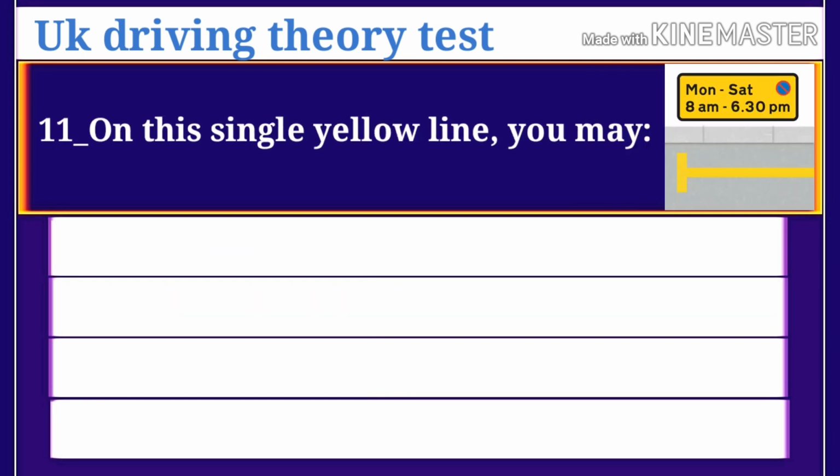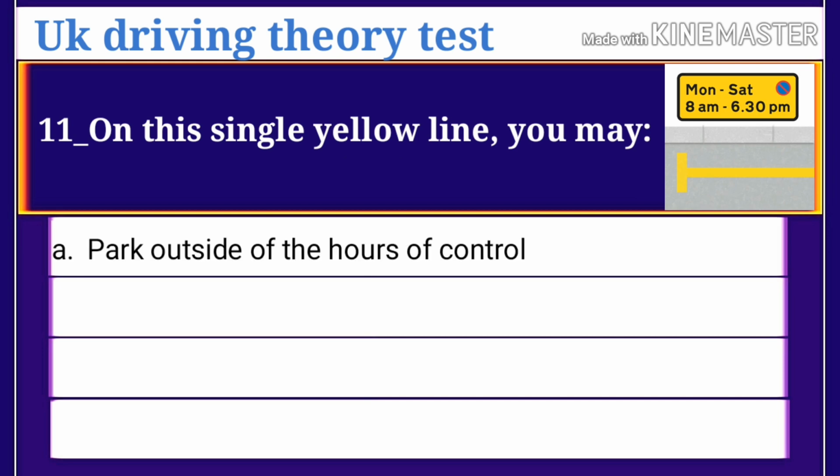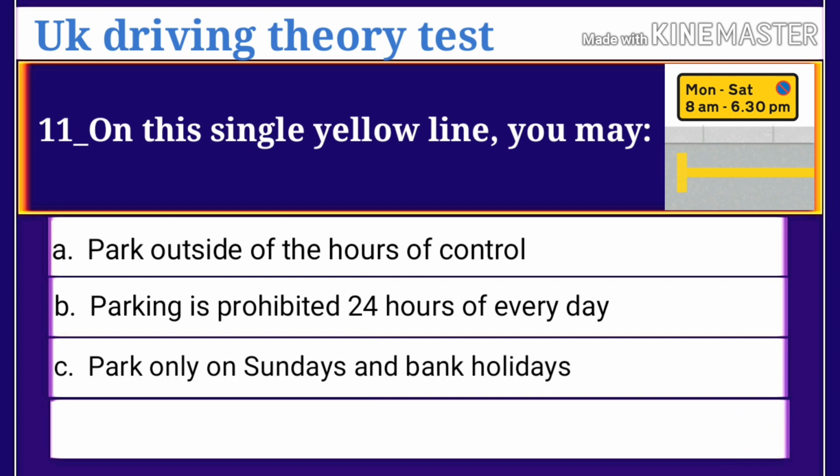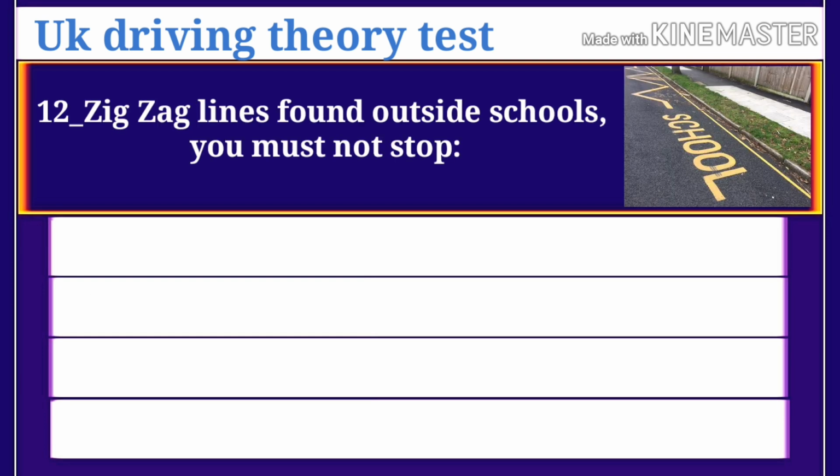Question 11. On this single yellow line, you may: A. Park outside of the hours of control. B. Parking is prohibited 24 hours of every day. C. Park only on Sundays and bank holidays. D. Park at any time. The correct answer is A. Park outside of the hours of control.